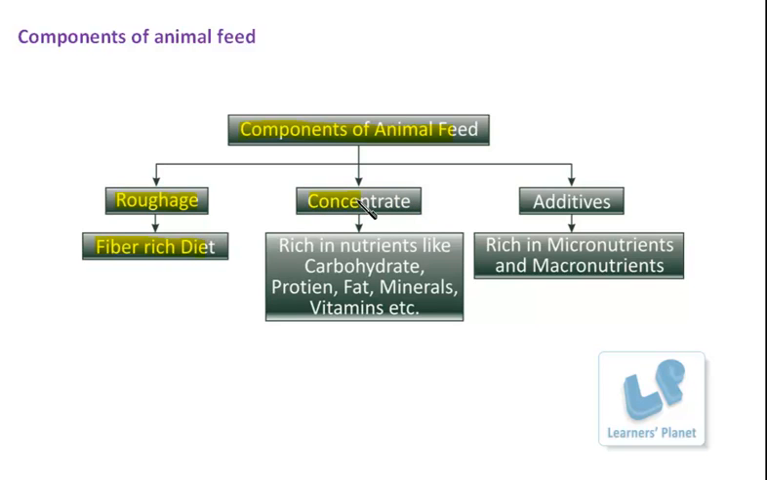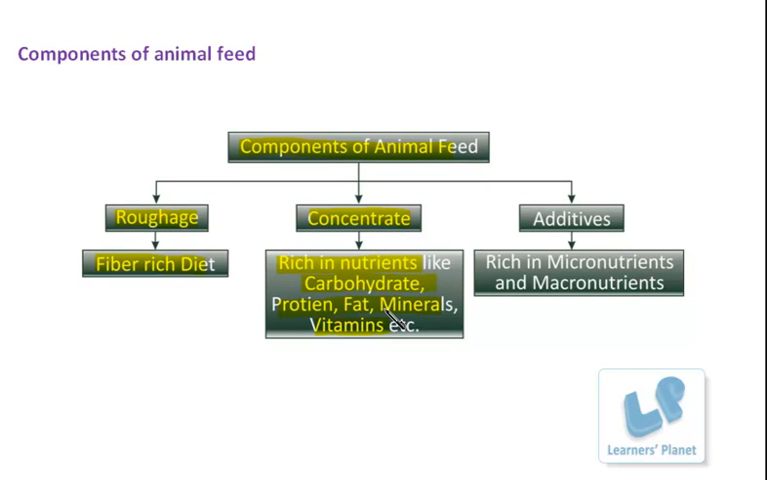Now these concentrates are actually rich in nutrients like carbohydrates, proteins, fats, minerals, vitamins, and so on. And of course such nutrient elements are required for the proper growth of the organisms as well as the maintenance of their health. Which type of products are rich in such components, or which food is given for such purpose? It includes cotton seeds, oats, barley, sorghum, rice bran, and so on.